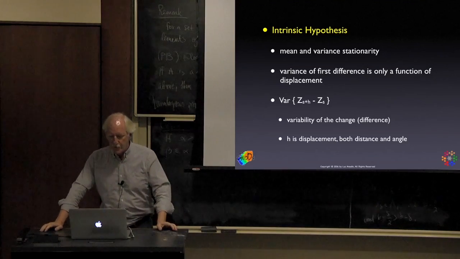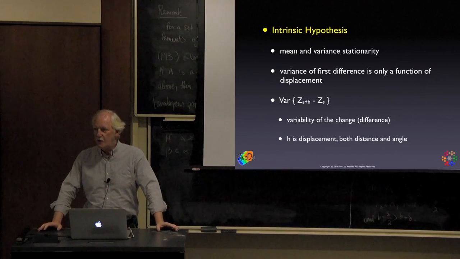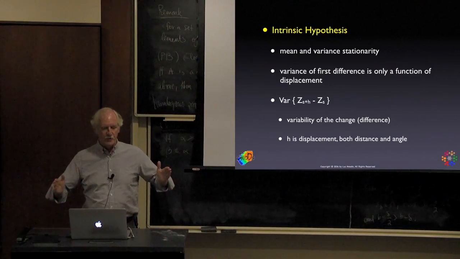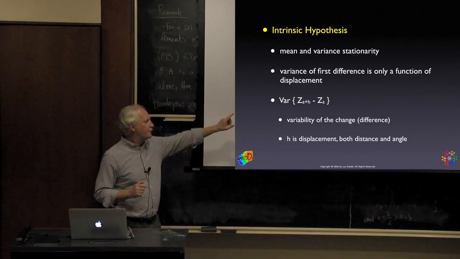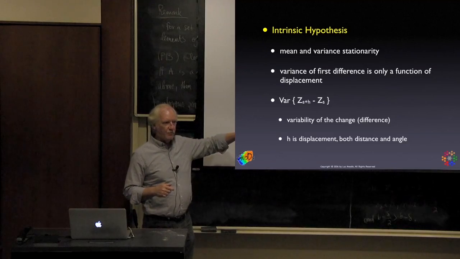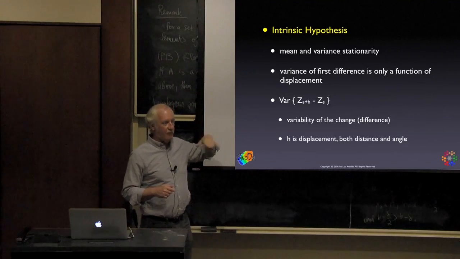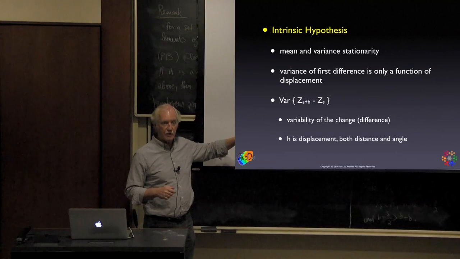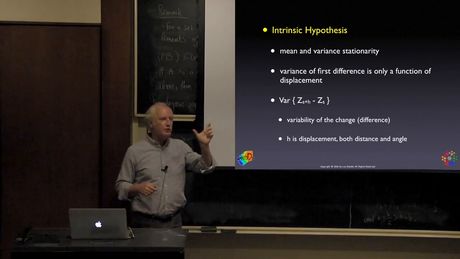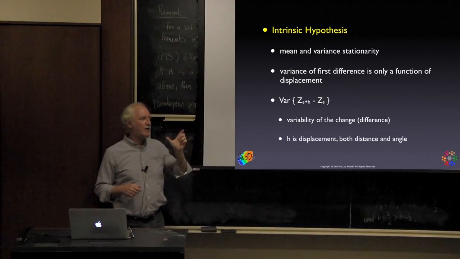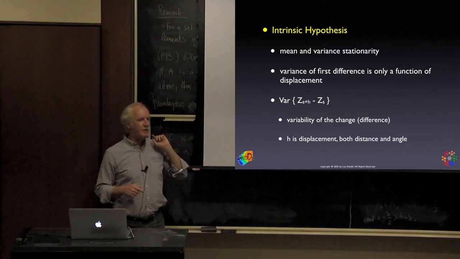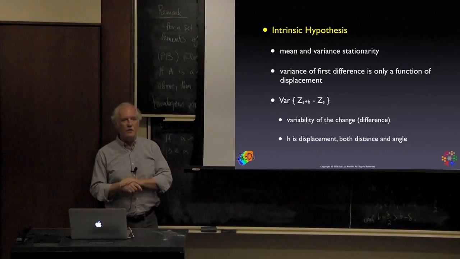The variance of the first difference is only a function of displacement, or of the separating distance. So it's not the mean, because the mean is constant. That's not interesting. It's not the variance, because the variance is also constant. That's not interesting. But it's the variability of the difference between two observations that are a given distance apart. The variability. It's all about the second moment, not the first moment.